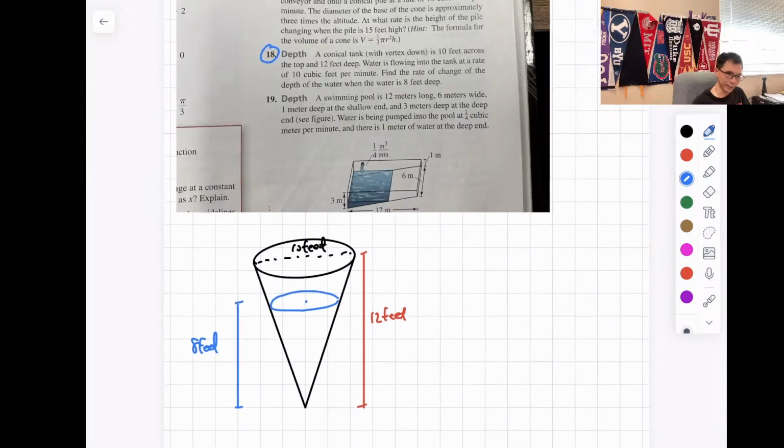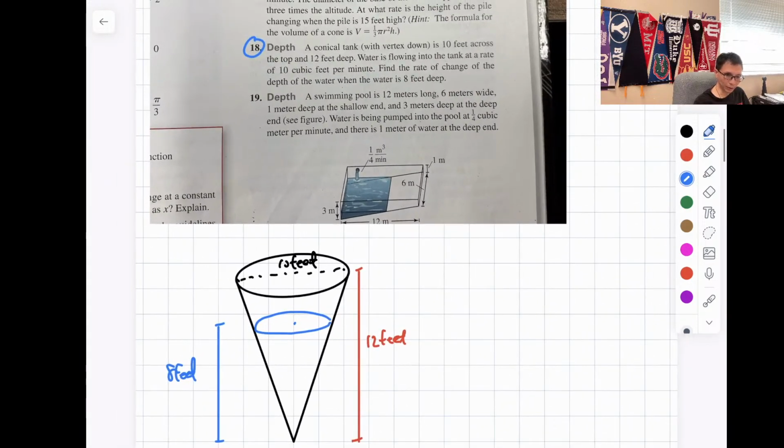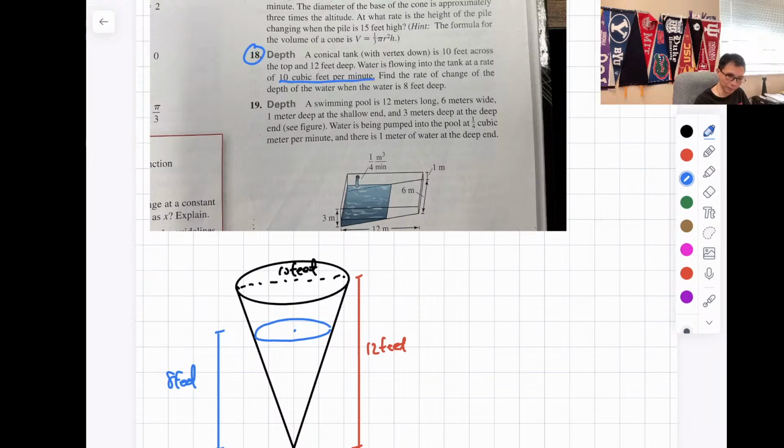Okay, so what do they give you? Look at the question: 10 cubic feet per minute is the water flowing into the tank. Is the water flow into the tank positive or negative? Positive. Which kind of thing is it? dV over dt. dV/dt is equal to 10 cubic feet per minute. That will be the unit, so pay attention to the unit. Is this okay for everybody?